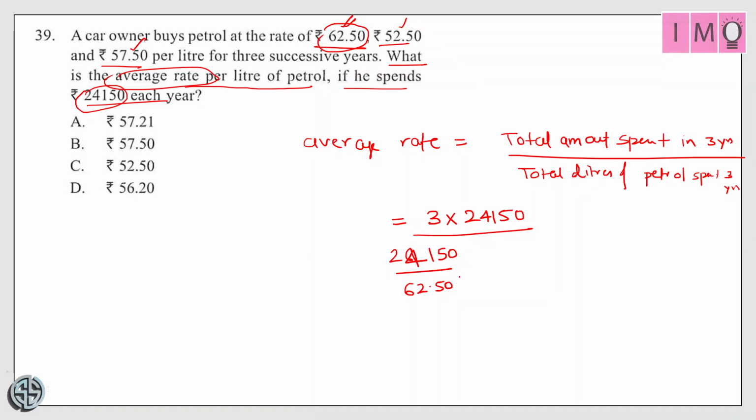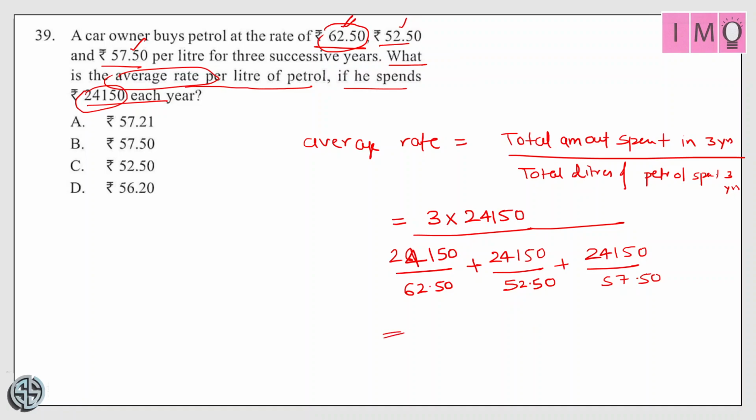So if you divide this by this, you will get the amount of petrol he has consumed in the first year. Similarly, for the second year, how much amount he has spent, again we have to divide by the rate of the petrol in the second year. Similarly, for the third year also, we divide it by the rate for the third year. So you will get the answer. Okay, now let's solve it.